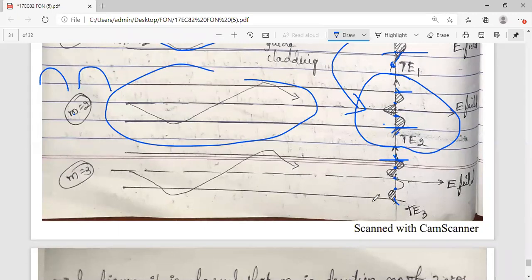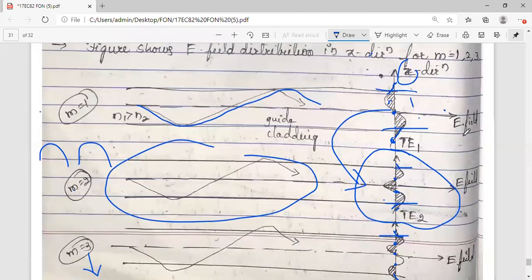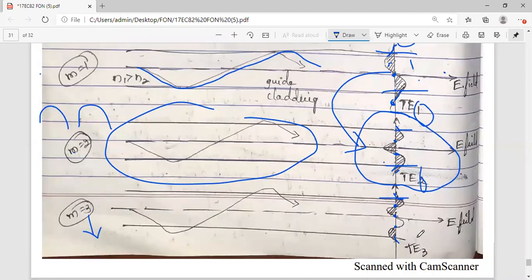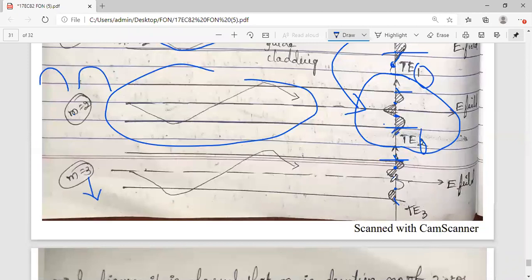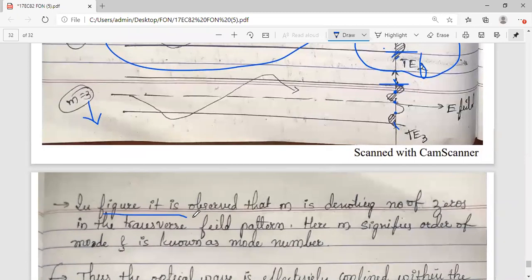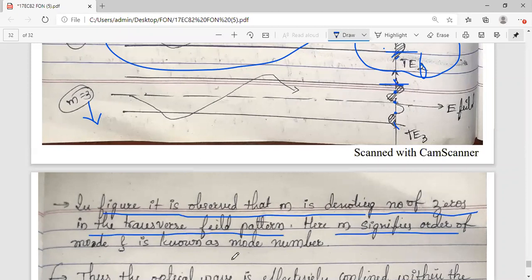The field pattern goes on with change in m value. Okay, so what are these subscripts indicating? They are indicating the m values and the number of zeros encountered. That is being shown here. So in the figure it is observed that m denotes the number of zeros in the transverse field pattern. Just now I have shown you the points. So what m signifies is the order of the mode, and it is called the mode number.